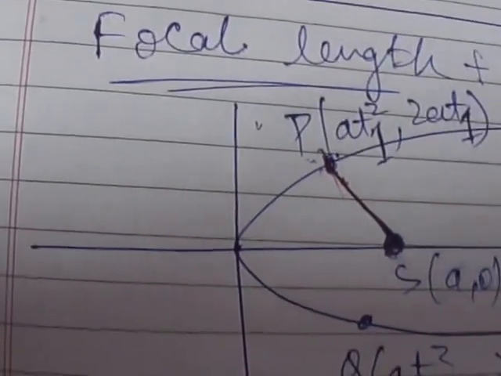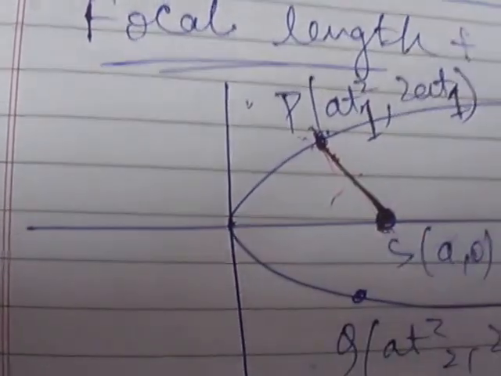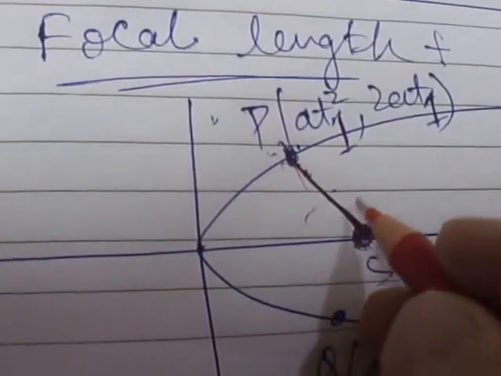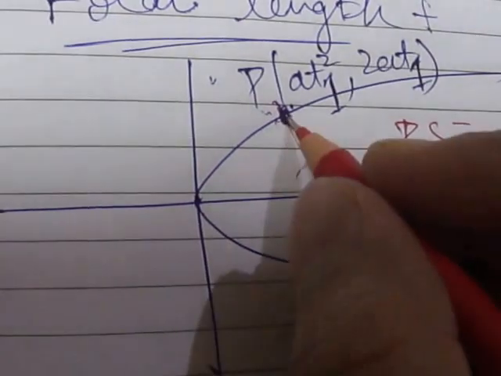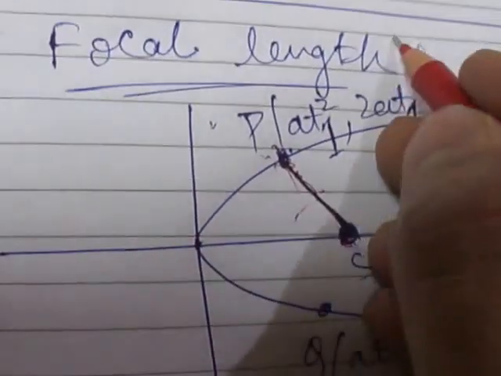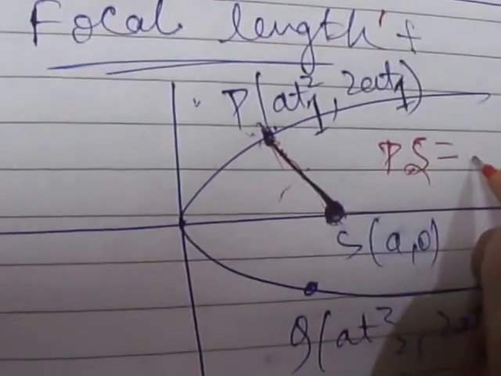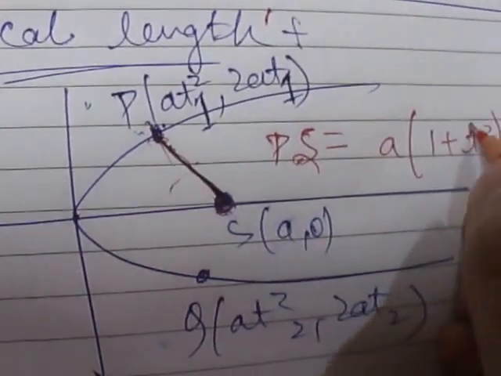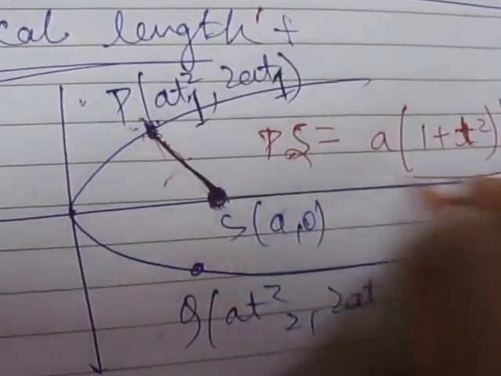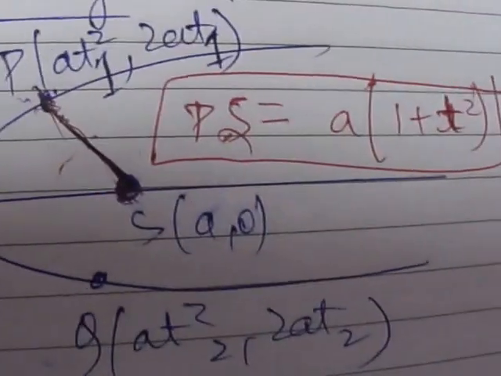This is the focal chord, basically a line passing through the focus. This length PS is the focal length or focal distance. PS equals a times 1 plus t square. This is the general point t, or t1 or t2, whatever you take. PS equals PT.